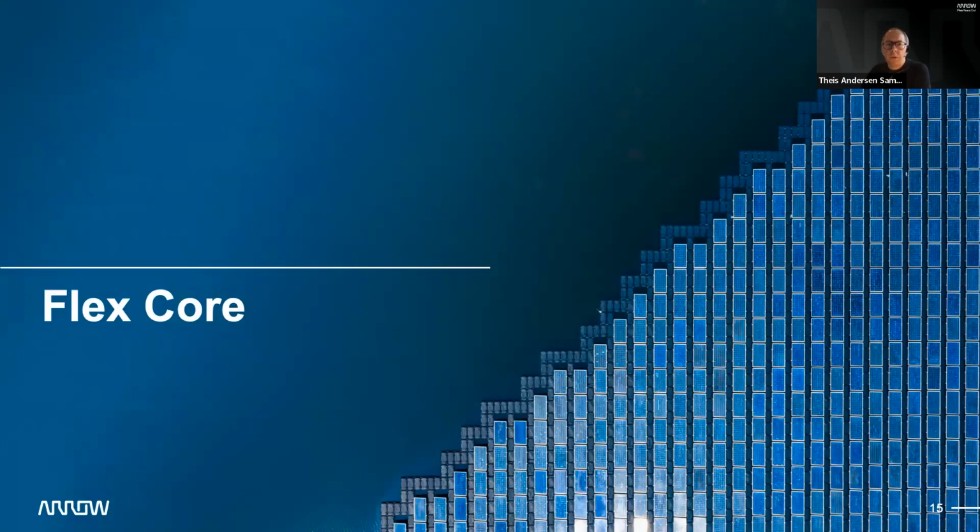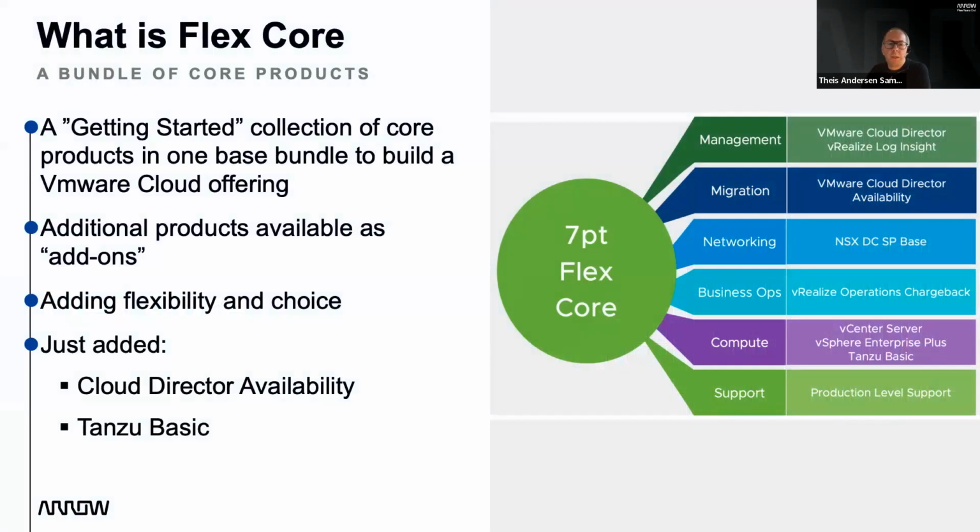So the Flex Core, this is the centerpiece of the program. What is it? Well, it's a collection of products, and it's how you get started in offering VMware cloud services as a cloud provider. It will consist of hosts, ESX, and vCenter Server as well. You'll have Cloud Director on top of that to make it multi-tenant, as well as Log Insight for log collection. You also have an availability component, which is included there, so you can do migrations for free, helping your customers move from their on-prem data center into your services.